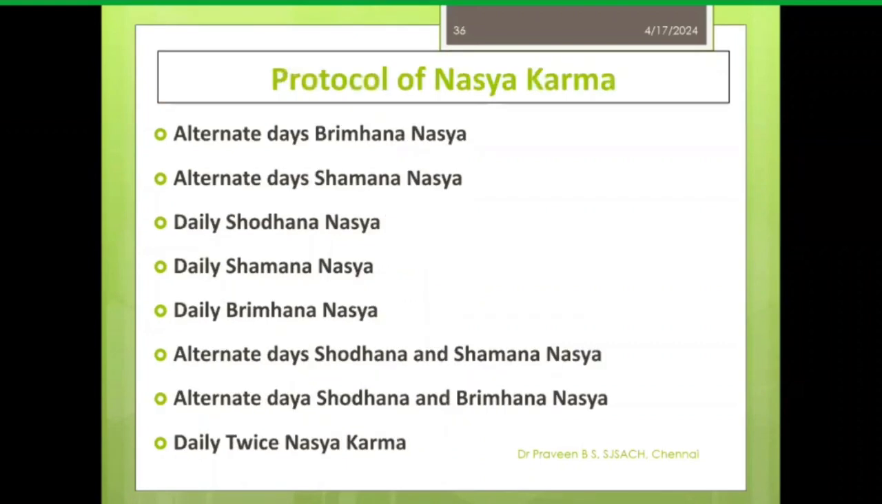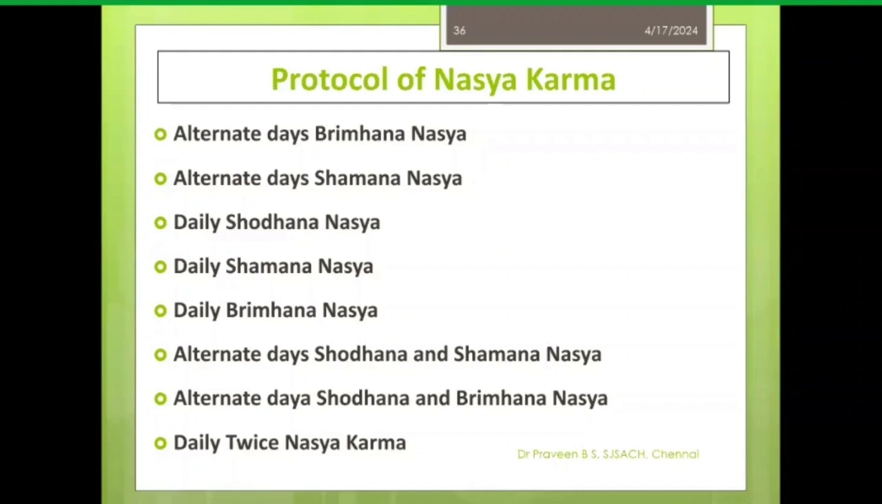Very importantly, one more point I would like to highlight is that the protocol of Nasya Karma is very important, where most of the time they say you plan for seven days of the same Nasya. Is it right? Are there any changes we can bring about, or how exactly can you tailor it to the particular case? How exactly can you plan some varieties of Nasya? So here are different varieties of protocols.